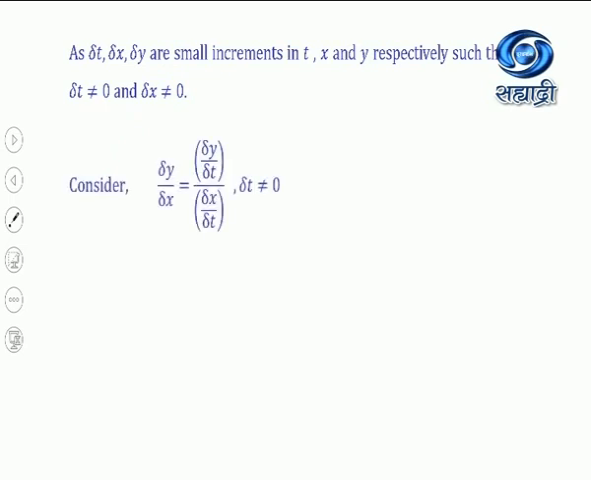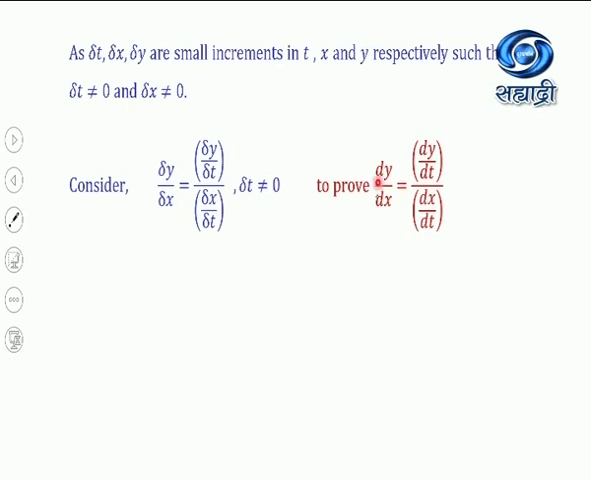Here, we consider the incremental ratio. That is, delta y by delta x equal to delta y by delta t upon delta x by delta t. We provide delta t is not equal to 0. Naturally, delta x upon delta t not equal to 0. And now, why do we consider this? Because here to prove that dy by dx equal to this, our target is this. Our aim is this. Our goal is this. So, we consider the incremental ratio.